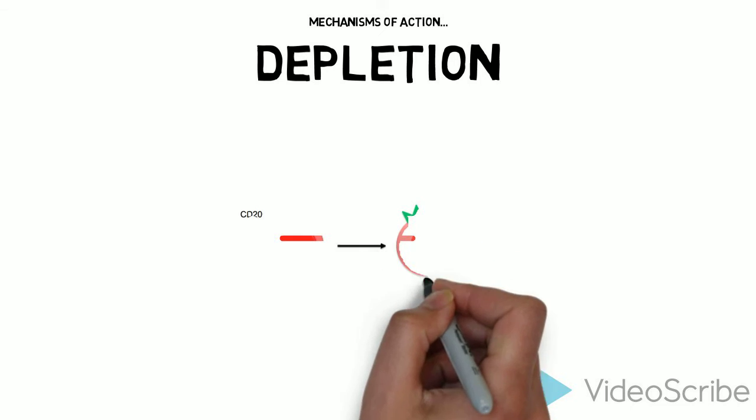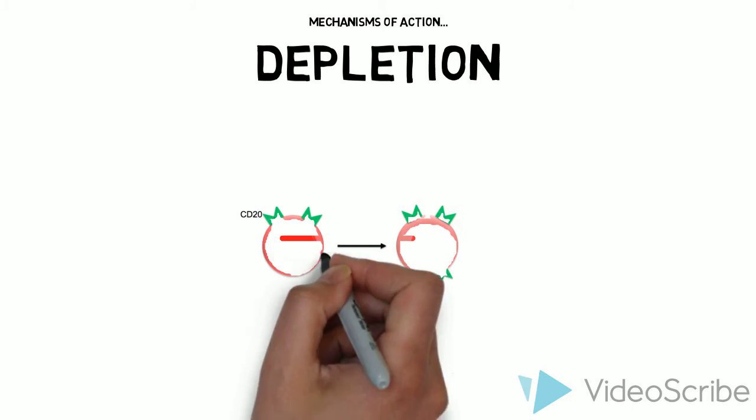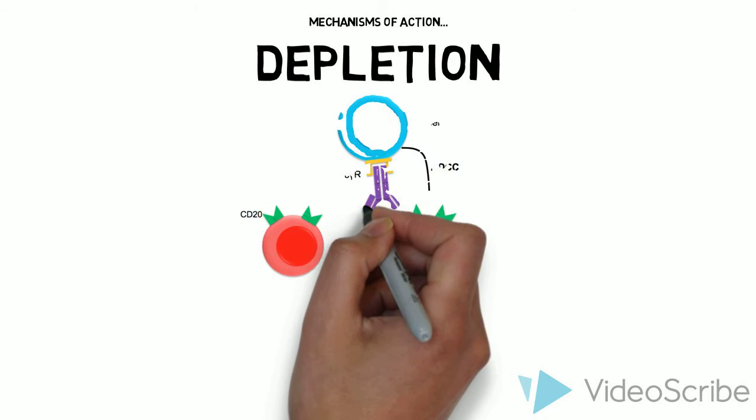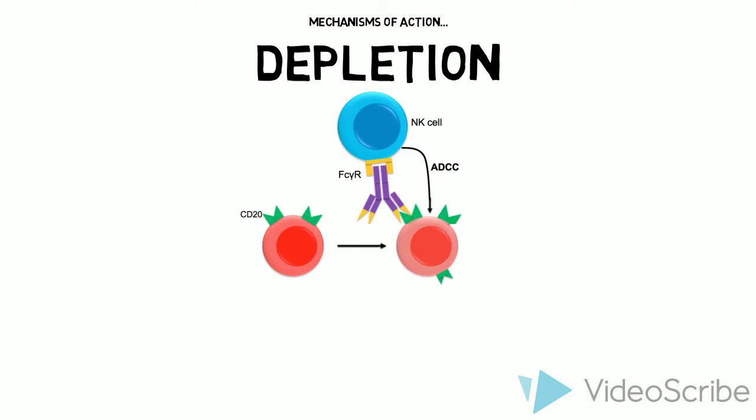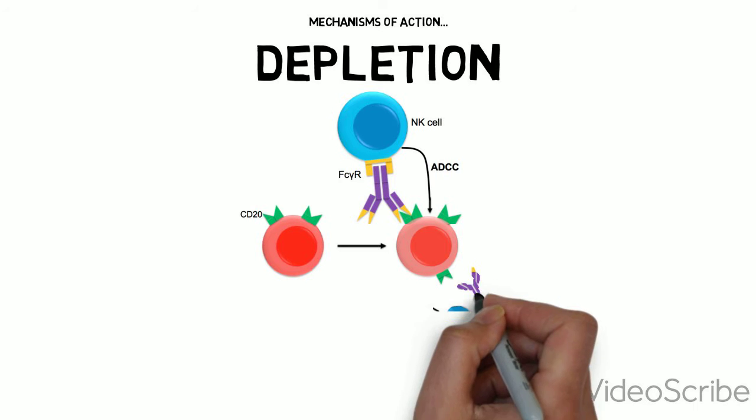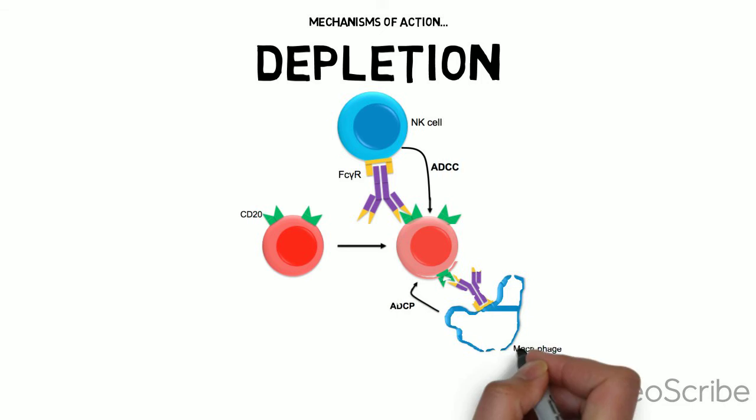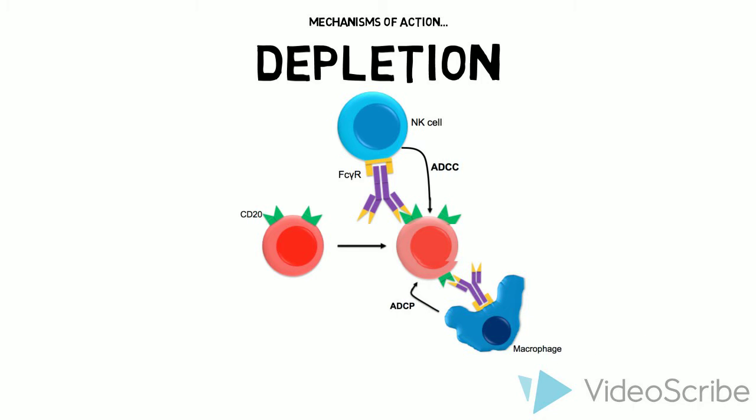Furthermore, monoclonal antibodies can cause depletion of antigen-bearing cells by 3 mechanisms. Antibody-dependent cellular cytotoxicity, ADCC, is when a natural killer cell recognizes the heavy chain constant region of the monoclonal via its Fc gamma receptor, leading to lysis of the target cell by the natural killer cell. Similarly, antibody-dependent cellular phagocytosis involves recognition of the antibody and subsequent phagocytosis of the target cell.